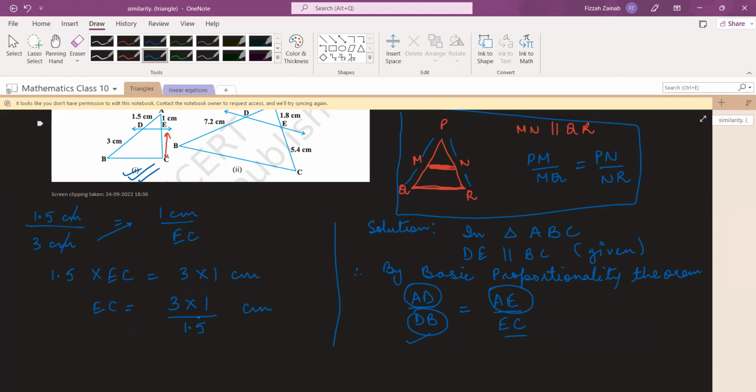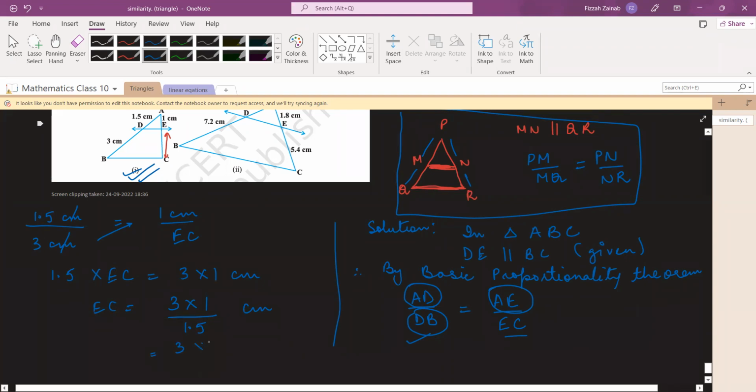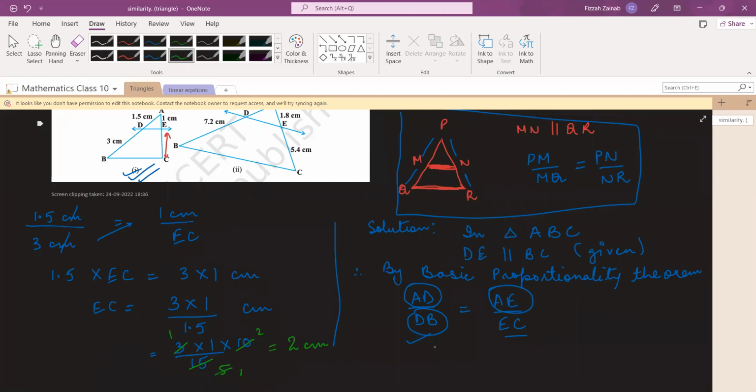Okay. Now what we can do is remove this decimal from the denominator. So, ma'am, it goes to 2. Yeah, okay, very good. So 15 and then into 10, right? So now you can just simplify. So 3 into 1, 3 into 5, and then 5 into 1, 5 into 2. So this is equal to 2 centimeter, right?